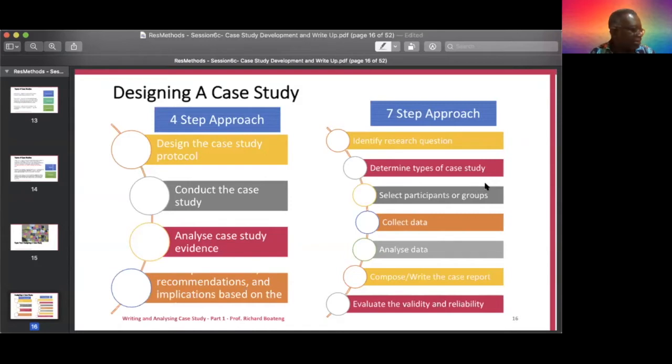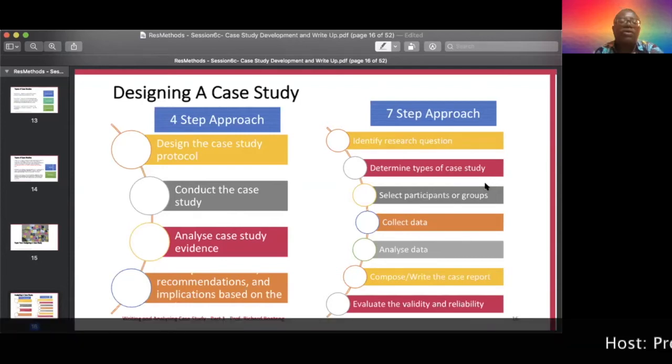In the seven-step approach, you identify the research question that you want to carry out and ask, that's the focus of your study. Then determine the type of case that you want to do. Am I doing single? Am I doing multiple? Am I doing holistic? Am I doing embedded? Then depending on your choices, you go ahead to select the participants or groups that will suit the study or be able to give information for the study, who then become respondents. Then you collect your data, you analyze your data, you compose and write the case report, and then you evaluate validity and reliability.